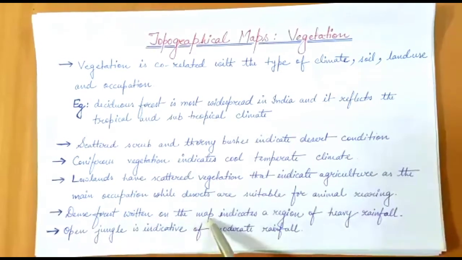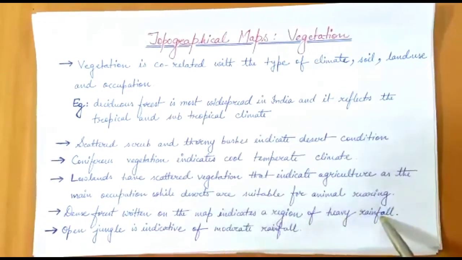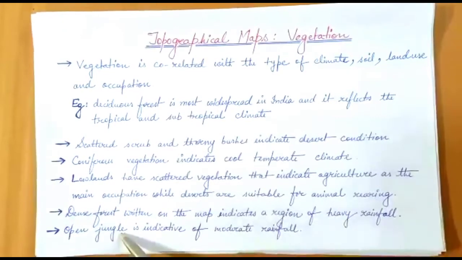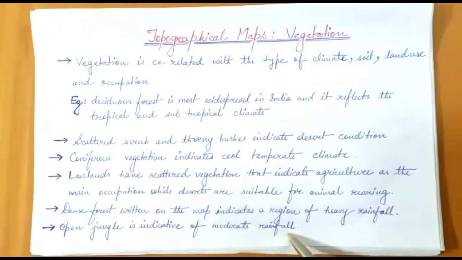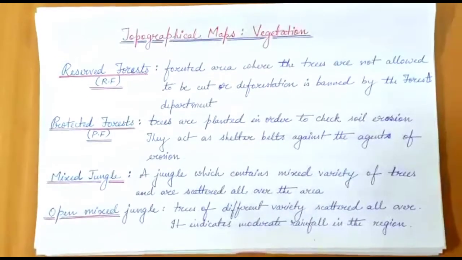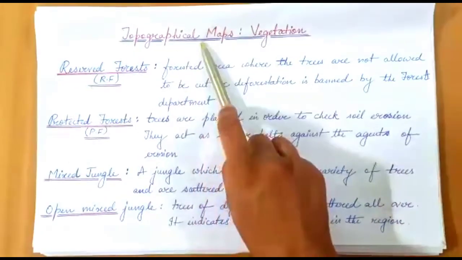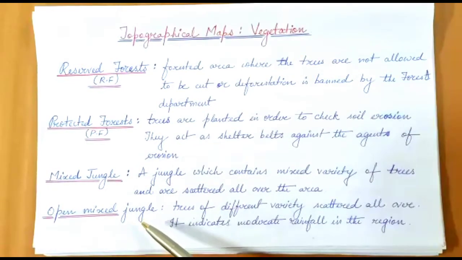Dense forest written on the topographical map indicates a region of heavy rainfall, whereas open jungle, if it is written there, will indicate moderate rainfall. So these are the features based on which we can understand the different types of vegetation found in a topographical map. Here we will see the different types of vegetation, how they are symbolized or shown in a topographical map.